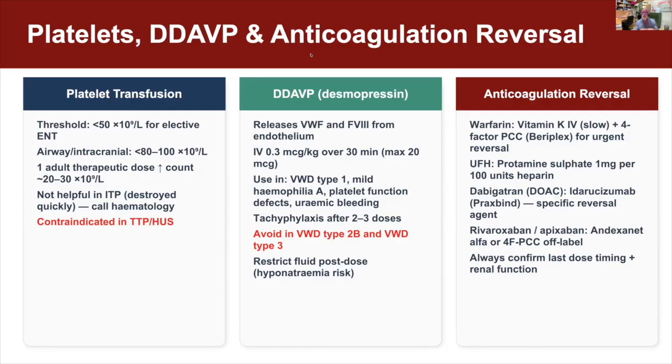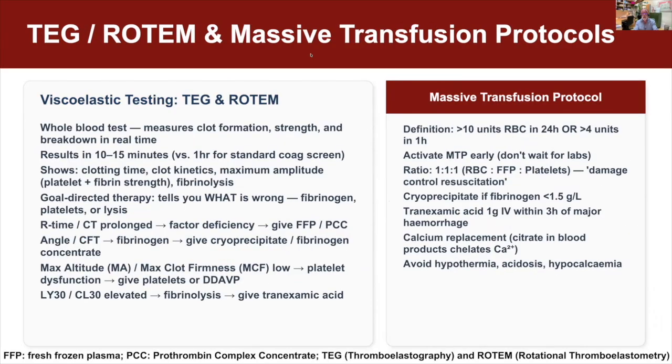DDAVP, this releases von Willebrand factor and factor 8 from the endothelium. I've given the dose there. Use it in VWD type 1, mild haemophilia A, and some platelet function defects, and uremic bleeding. Avoid it in certain types of von Willebrand disease, as I've got on the slide there. Anticoagulant reversal I did earlier, so I won't go through that again.